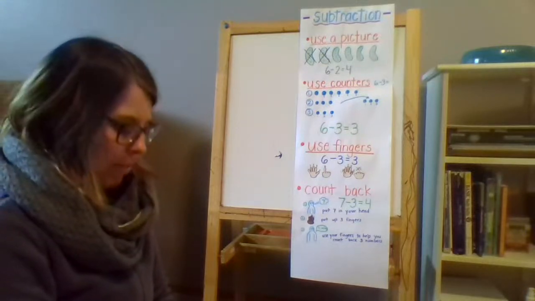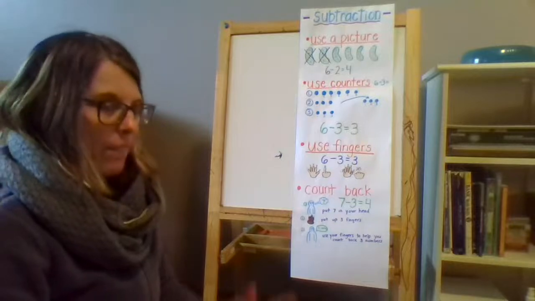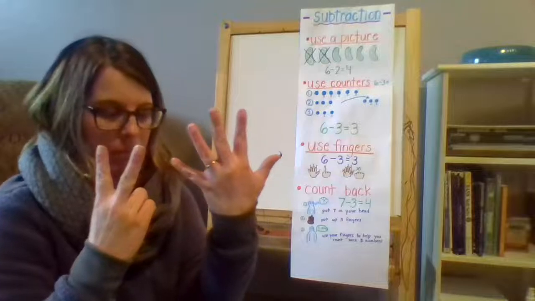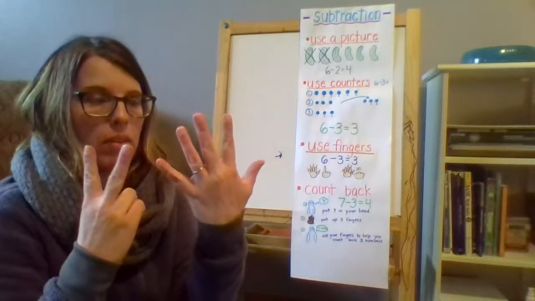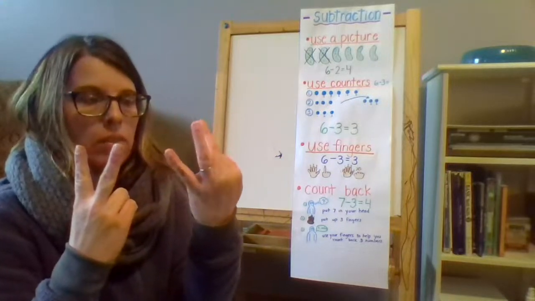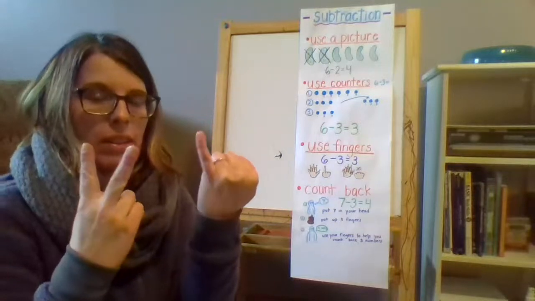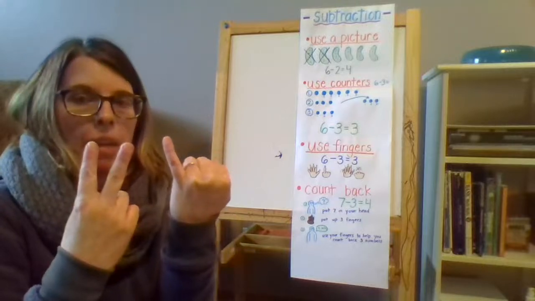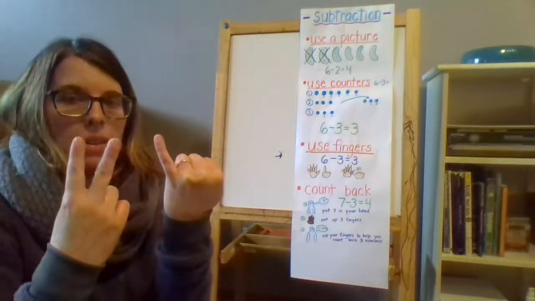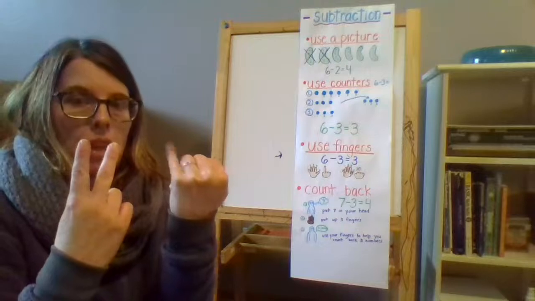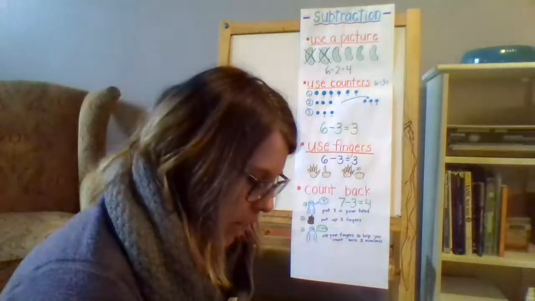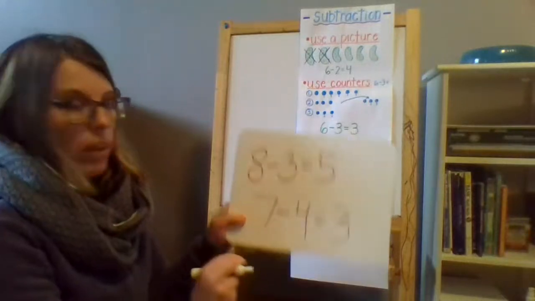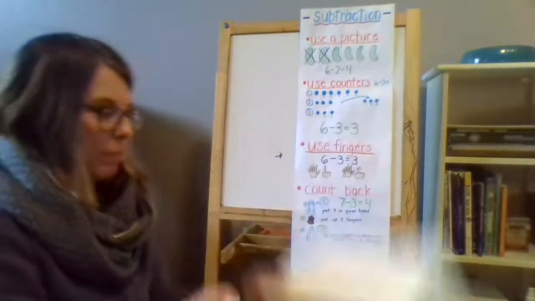Okay, so put up 7 fingers. Okay, this is how I'm showing my 7 fingers. Take away 4. 1, 2, 3, 4. Is this what yours look like? Something similar to this? And count to see how many you have left. 1, 2, 3. So 7 take away 4 equals 3. 7 take away 4 equals 3.